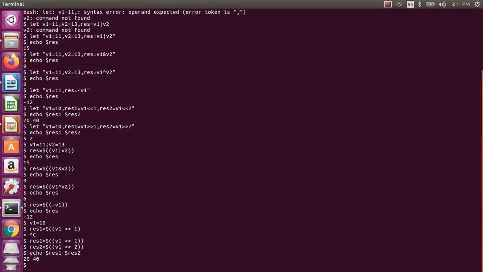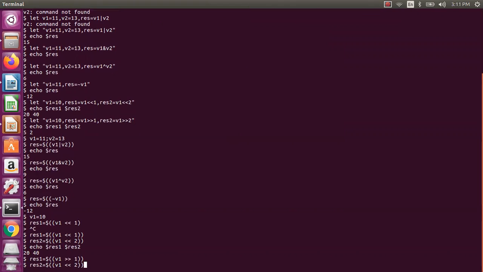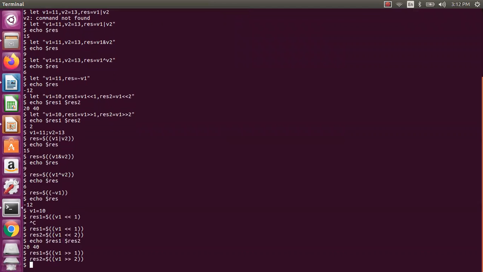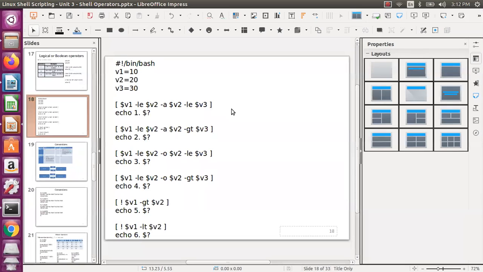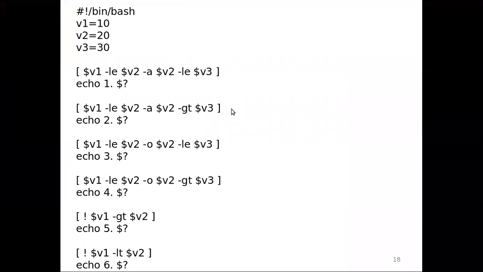Now we have v1 10. Let us do right shift, and let us print the same thing. So it will be 5 and 2. Okay, so we have seen the bitwise operators, how you will execute them with the double parenthesis method. You cannot do it other than that method. So we'll just cross check what we have seen.